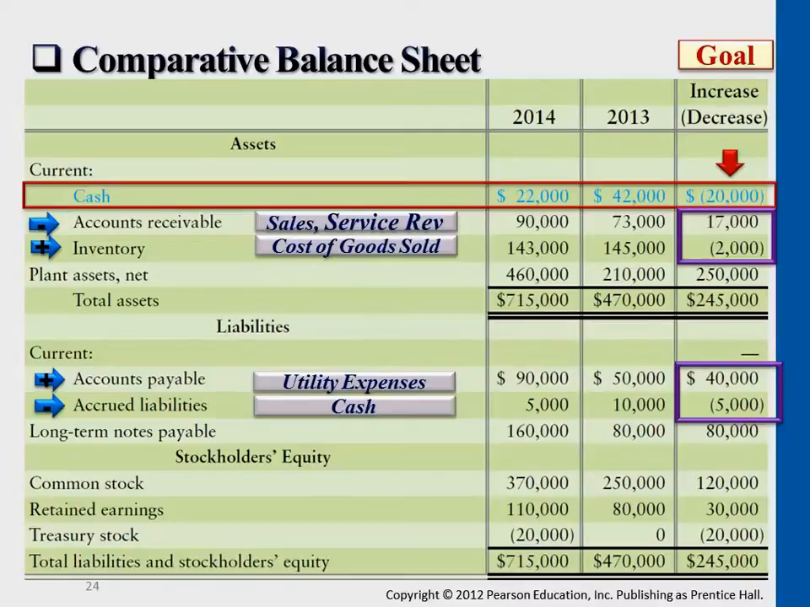Oh, sorry. I mean, it should be the 2,000. Why is it the what? Inventory balance. Because last year's ending balance is 145, this year's balance is 143. So the right side column is all the net differences. Okay? So for accounts receivable, last year is 73, this year is 90. Net difference is 17,000 up, an increase in that account.